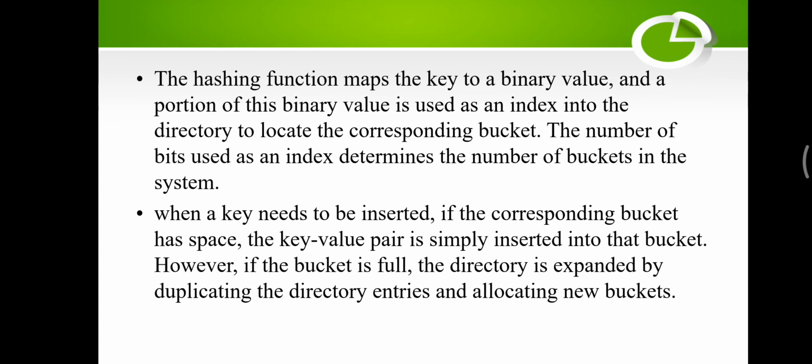The hashing function maps the key to a binary value, and a partition of this binary value is used as an index into the directory to locate the corresponding bucket. The number of bits used as an index determines the number of buckets in the system. When a key needs to be inserted, if the corresponding bucket has space, the key value pair is simply inserted into the bucket. However, if the bucket is full, the directory is expanded by duplicating the directory entries and allocating new buckets.